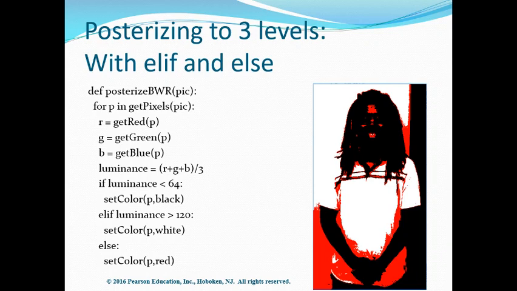So we get the red, green, and blue values. Check the luminance. If it's less than 64, we make it black. If elif, which means else if, the value is greater than 120, we set it to white, and otherwise, else, anything else is going to become red. And then we can see the output of the picture where this person is created in 3 different colors, and we used the if statement to accomplish that.